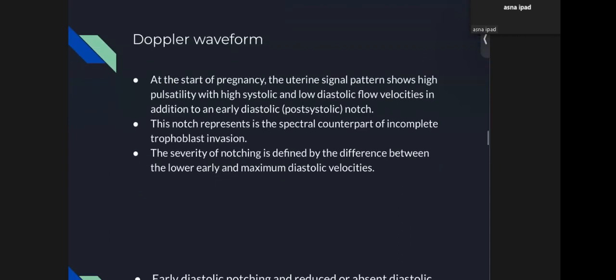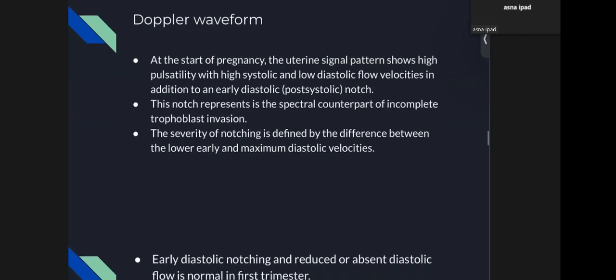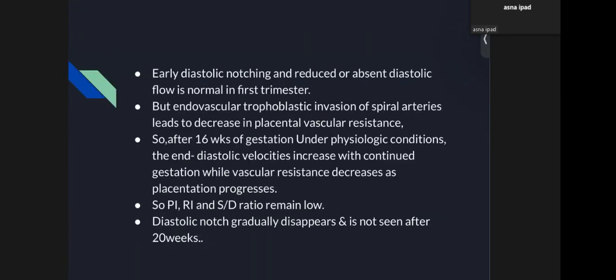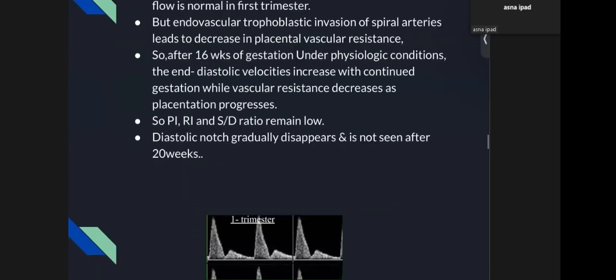The severity of notching is defined by the difference between the lowest early and maximum diastolic velocities. Early diastolic notching and reduced or absent diastolic flow is normal in the first trimester. So all these findings are normal in the first trimester. But endovascular trophoblastic invasion of spiral arteries leads to a decrease in placental vascular resistance. So after 16 weeks of gestation, the end diastolic velocities increase with continued gestation, while vascular resistance decreases as placentation progresses. So you get a low PI, RI, and S/D ratio. The diastolic notch gradually disappears and is not seen after 20 weeks.